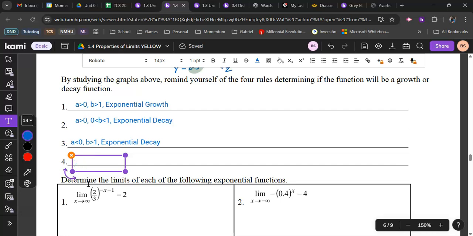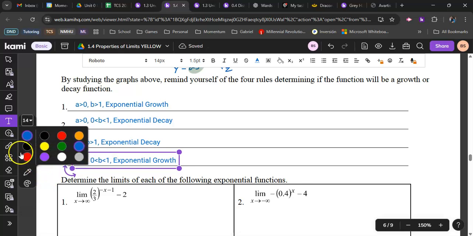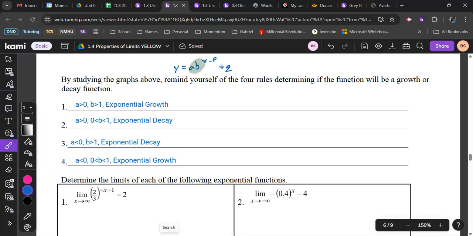And our last example is if A is less than 0, getting ahead of myself, and B is between 0 and 1. Then this is exponential growth. I'll sketch what those look like for you. If we have A bigger than 0 and B bigger than 1, it gives us growth that looks like this. If I have A bigger than 0 and B between 0 and 1, it looks like this.